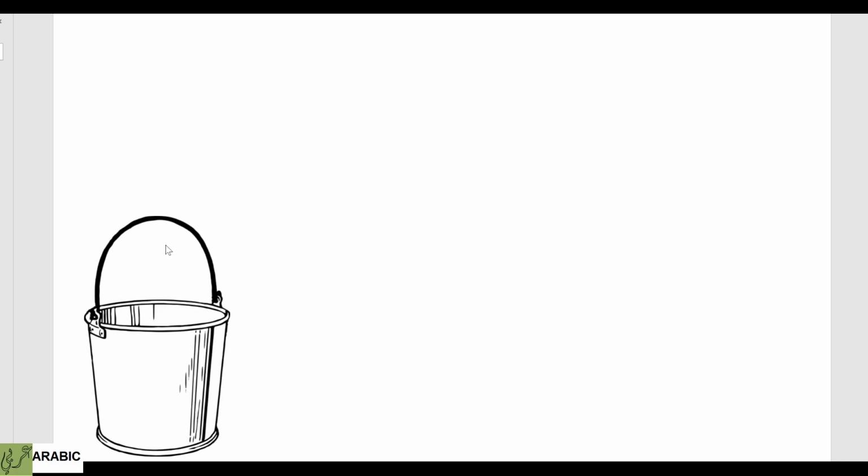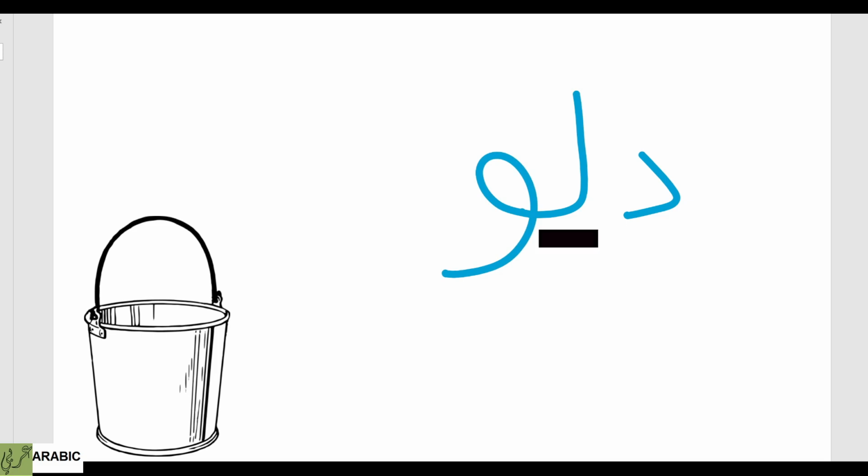Okay, noor, light. Let's try a word where the waw is found at the end of the word. And that word is dalu. Three letters. It means bucket. Dal, and then lam, and then the waw. Dalu: dal, lam, waw. Okay, dal doesn't link to the next letter, and it keeps its shape. The lam will link to the waw and then the waw. Bucket.